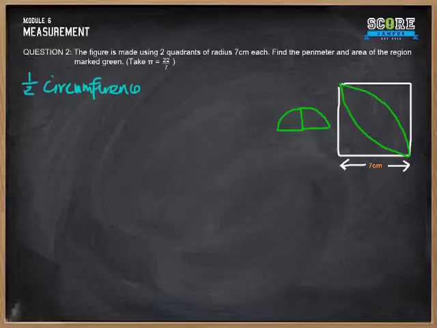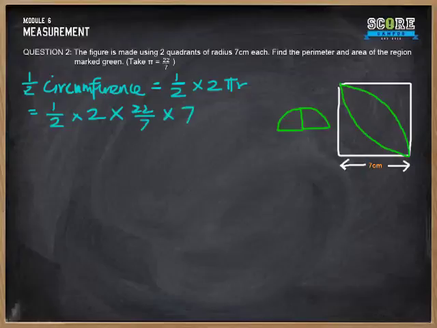Half the circumference equals to what? 1/2 times 2 pi r. 2 pi r is full circle. So half times 2 pi r is a semicircle. Let's plug in the numbers. 1/2 times 2 times 22 over 7 times 7. Do the math and your answer is 22 centimeters. And that's your answer as far as the perimeter is concerned.